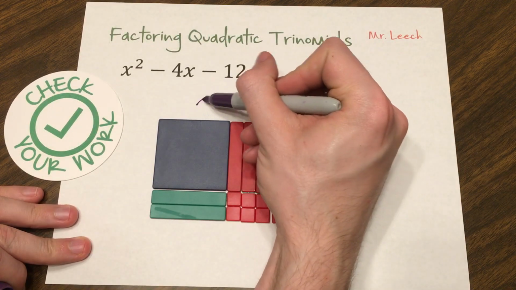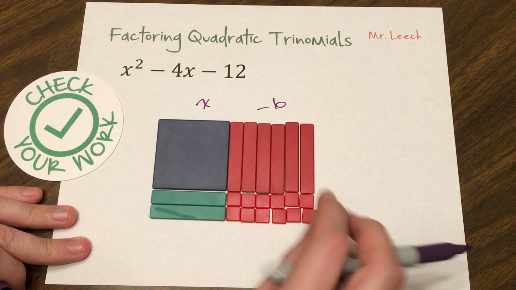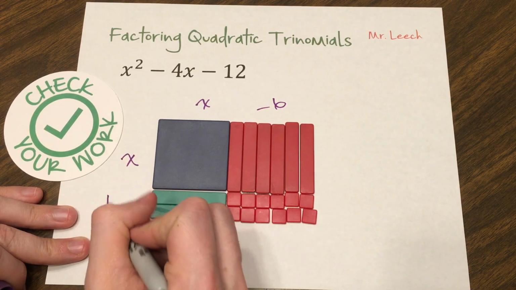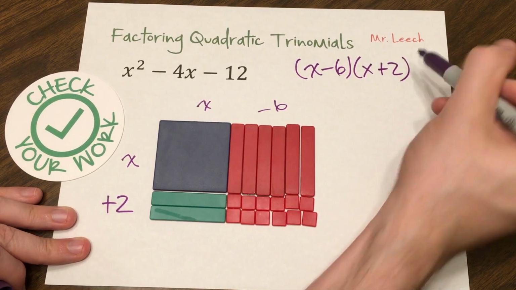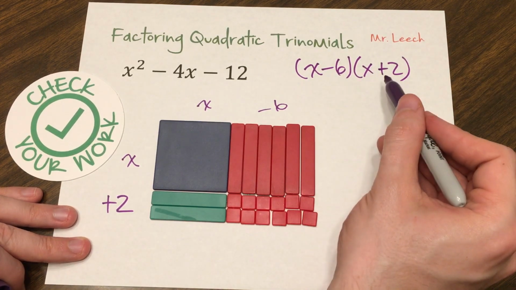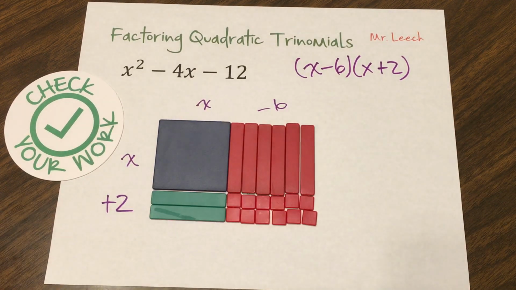So we end up with x minus 6 and x plus 2. So our final answer is x minus 6 times x plus 2. Again, you can write that in any order you want to.